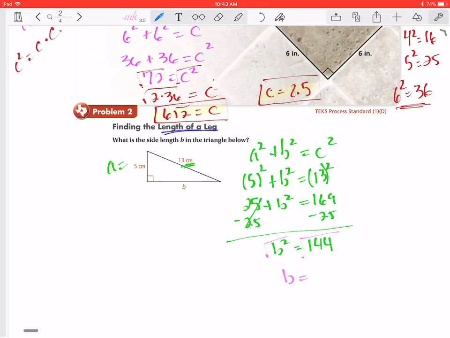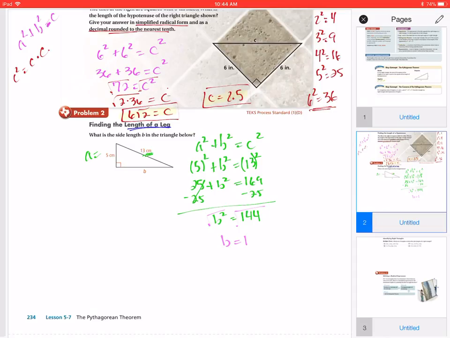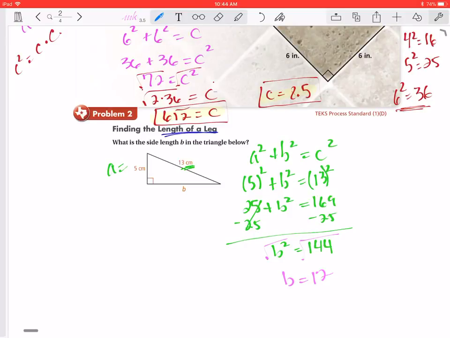What I do to one side, I have to do to the other side. It's a plus and minus situation, but we're only dealing with the positive side because we're dealing with a length here, and we can't have a negative side length. So the square root of 144, let's see. Oh, we got lucky. That is one of our perfect squares. The square root of 144 is 12. So the side length of b is going to be 12. And don't forget our units, 12 centimeters. Not too bad, pretty straightforward.